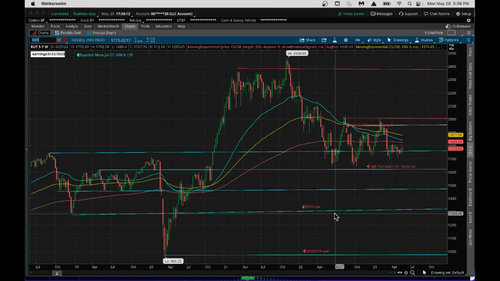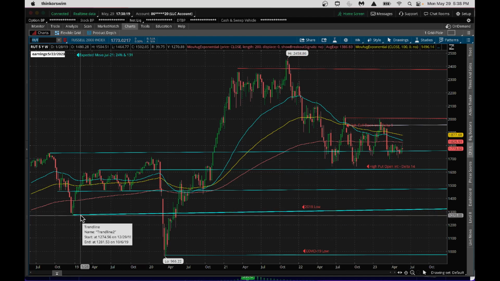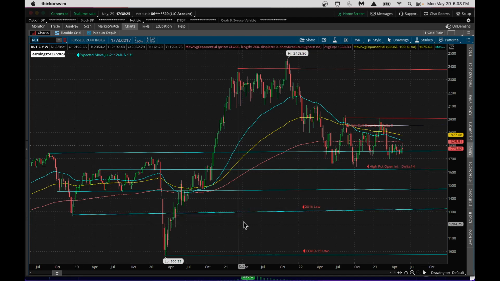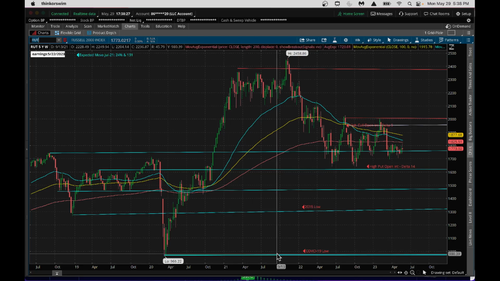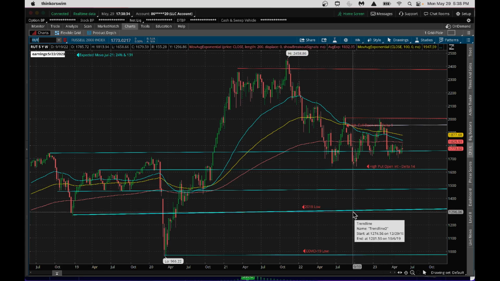And look, we got the 2018 low here in Russell 2000. This is when our Fed chairman Powell increased the rates and the market tanked at the lower level back in 2018. And we got the COVID low here at just below 1000, as you can see here. So we got good support levels.